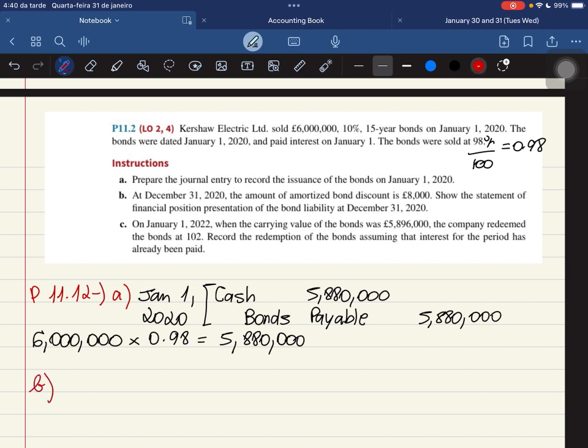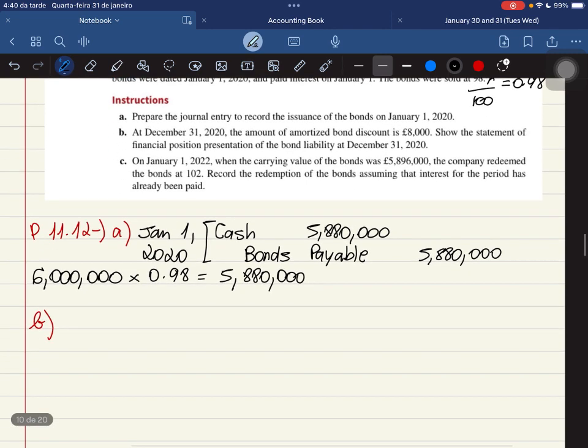B. At December 31st, 2020, the amount of amortized bond discount is £8,000. Show the statement of financial position presentation of the bond liability at December 31st, 2020.